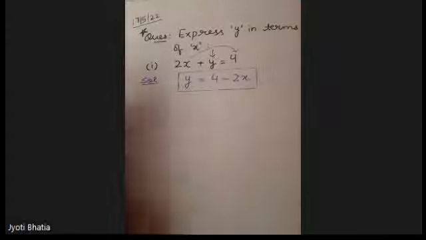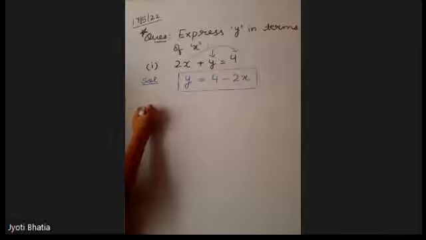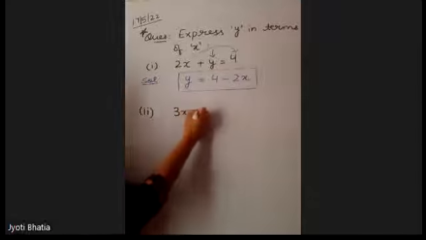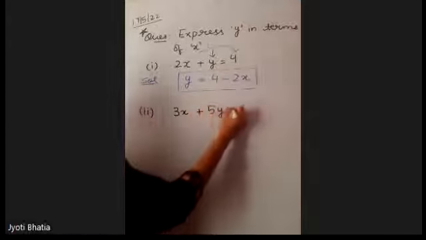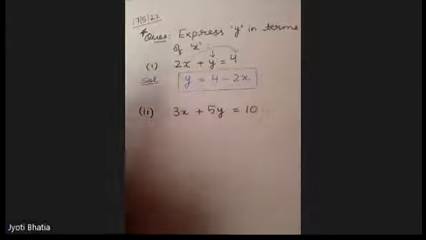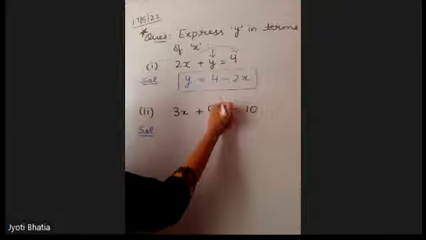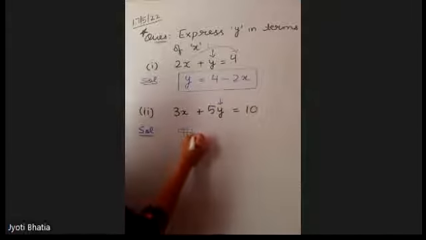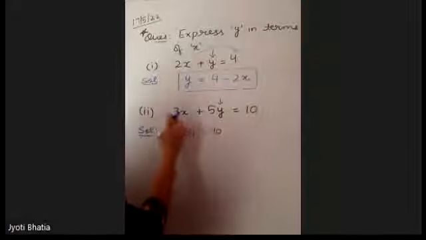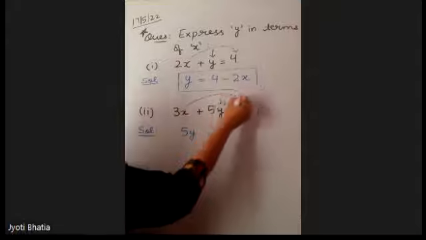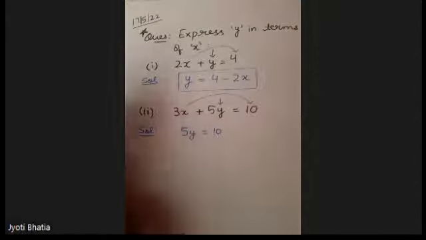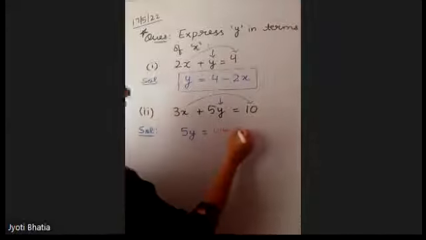Are you getting it? Yes, ma'am. Now one more part. Suppose if I take, let's say 3x plus 5y is equal to 10. How to put y in terms of x? First of all, take the term containing y on LHS, that is 5y is equal to 10. What will happen to 3x? Ma'am, minus 3x.